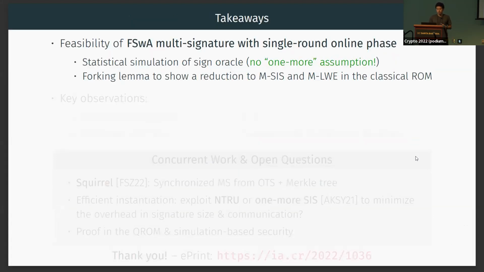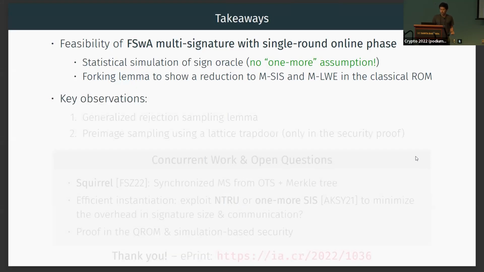So in this work, we show the feasibility of Fiat-Shamir with a multi-signature with a single-round signing phase. And then we can show statistical simulation of the sign oracle. Remarkably, during the simulation, we require no one-more assumption as in the discrete log setting. Once you have a simulation of the sign oracle, you can invoke the standard forking lemma-based argument. First, you rewind the adversary and then obtain two forgeries, from which you can construct the SIS solution. This reduction is done in the classical random oracle model.